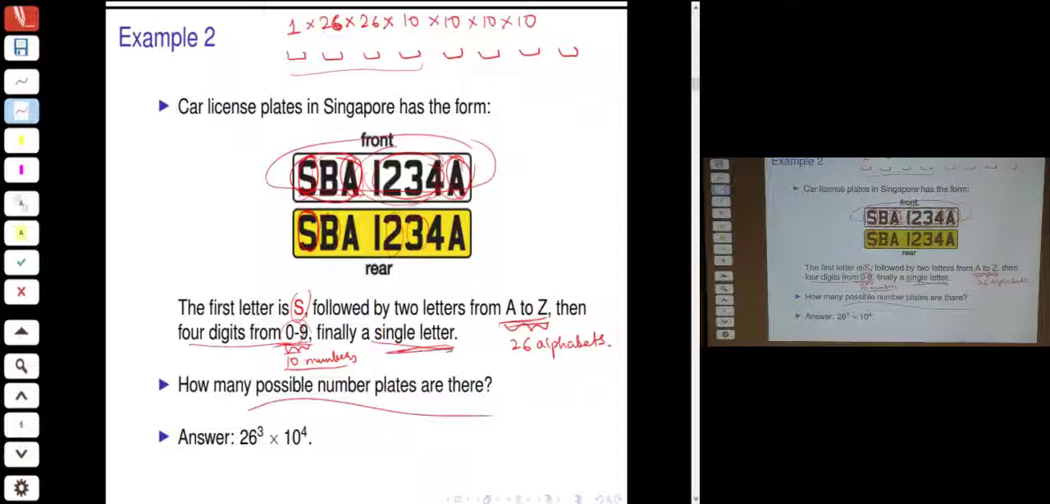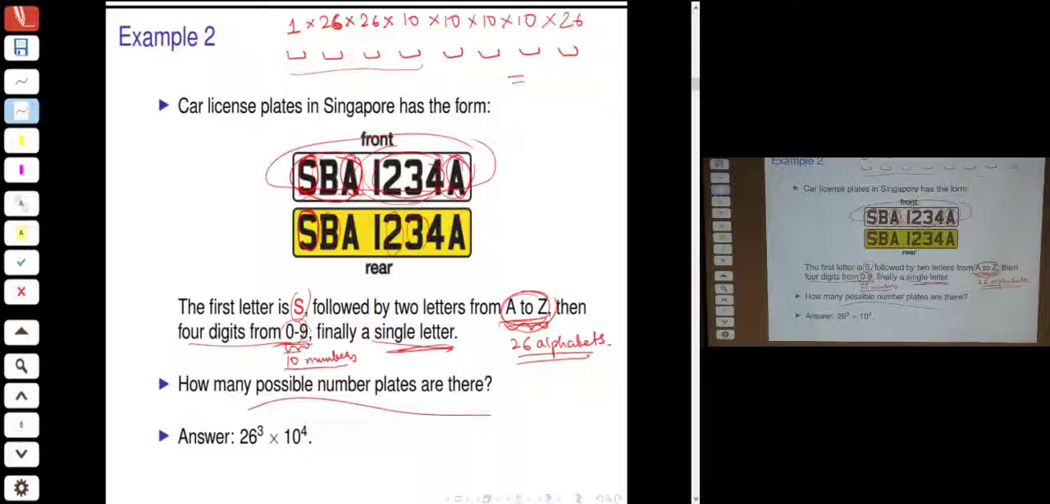And finally, you have a single letter which can be anything between A and Z. So for each possible way of fixing the first seven characters, the last character of the number plate can be chosen from among any of these 26 alphabets, so times 26. So this is the total number of possible number plates. Okay? So looks like a big number. So let's try to simplify it and make it look nicer.